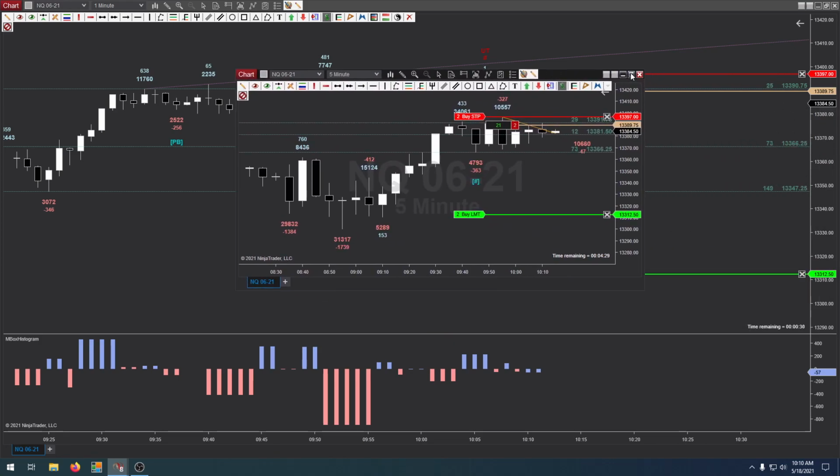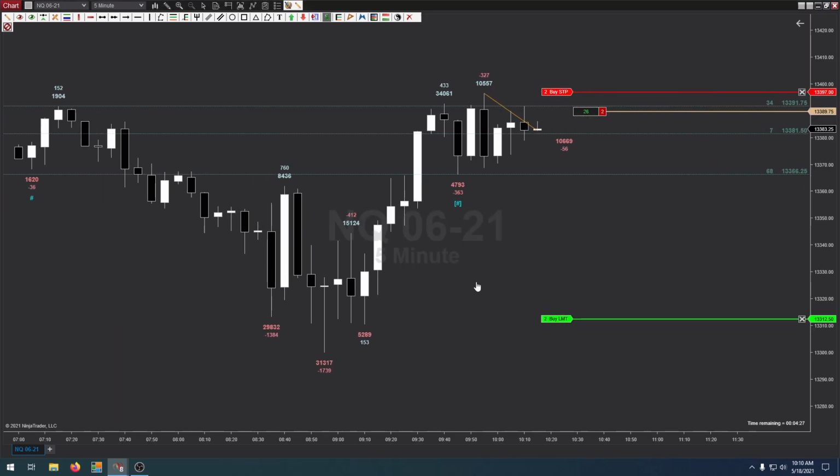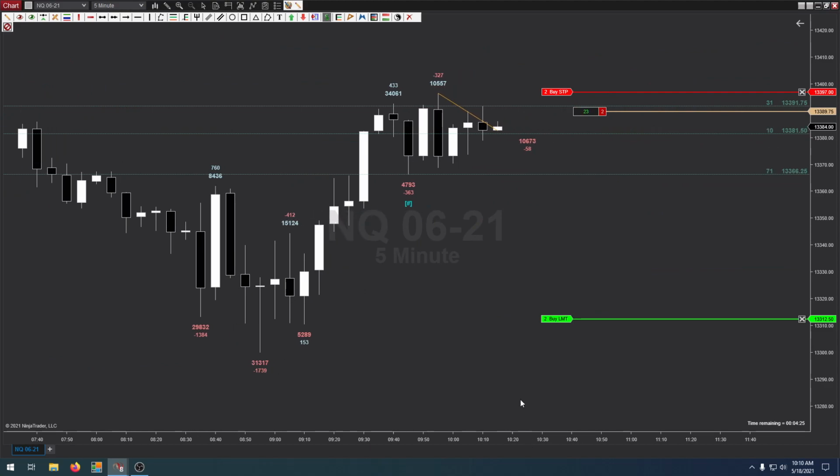On the 5 minute, which is what I went in on. After we got this right here, all we need to do is close below this to confirm a swing low. We're getting higher highs and higher lows on each candle. This candle here did close below the open of this candle, so that means we have a chance to go short.